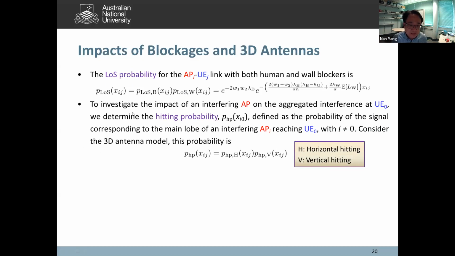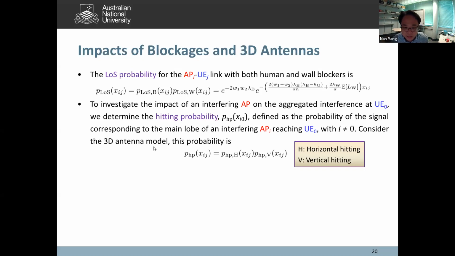So in order to investigate the impact of interfering APs on the aggregated interference at the user, we try to determine the hitting probability. The hitting probability is defined as the probability that the signal corresponding to the main lobe of an interfering AP reaches the user. So the hitting probability is the probability that the signal comes from the main lobe of an interfering AP and reaches the user.